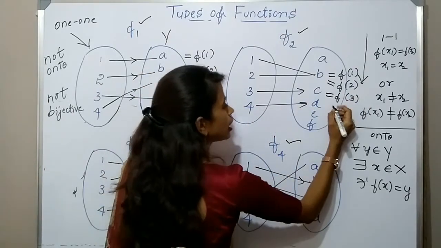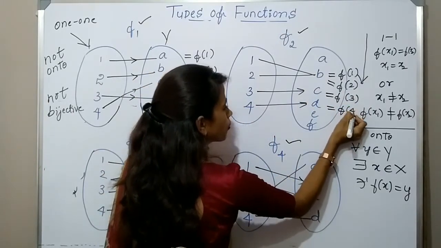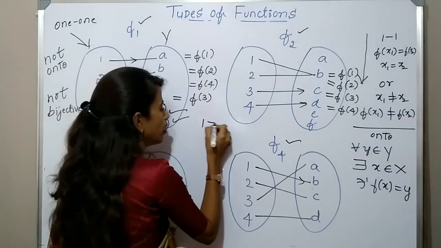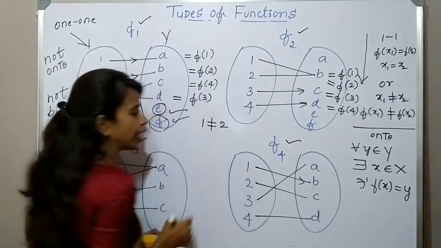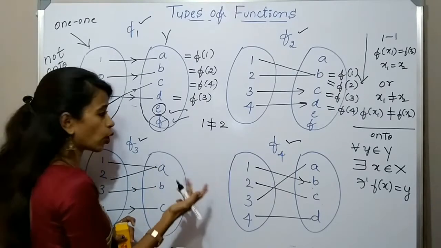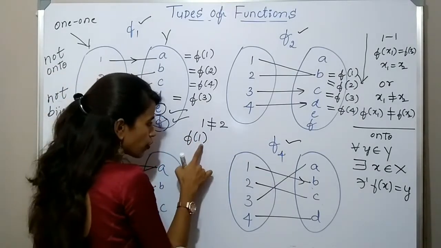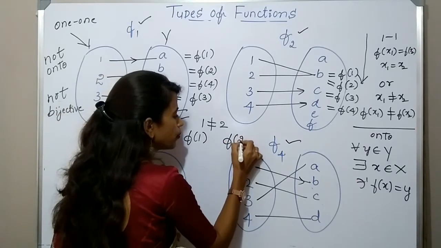4 maps to D means F of 4 is D. Is it okay? So let us check for 1 and 2. Here 1 is not equal to 2. The elements 1 and 2 are distinct. What about their images? F of 1, image of 1 and image of 2.